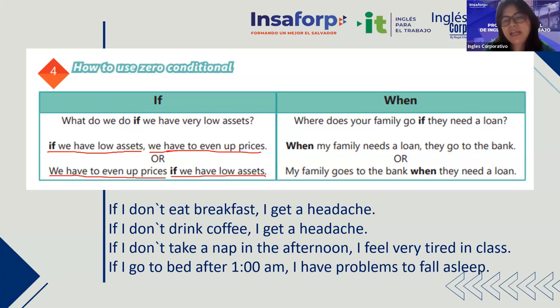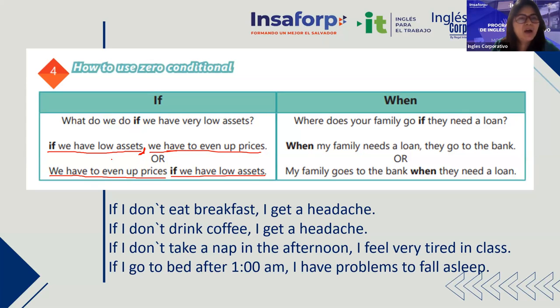Independientemente del orden que usted le quiera dar, ¿verdad? No hay problema, no cambia. Usted le puede dar cualquiera de los dos órdenes. Poner primero el if clause y después el result, o primero el result y después el if clause. La única diferencia es esta, que si primero pone el if clause, su oración va a llevar coma, ¿verdad? Aquí lleva coma. Pero si primero ponemos el result y el if va en medio, en este caso no se ocupa coma. Esa es la única diferencia, ¿verdad? De ahí el orden no afecta.